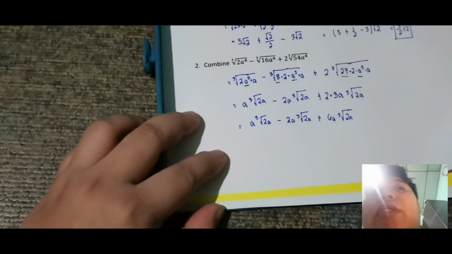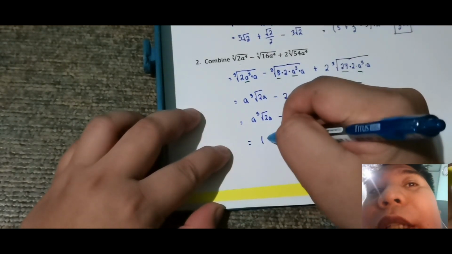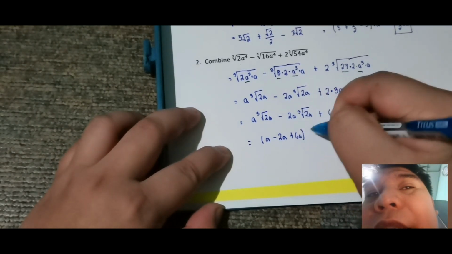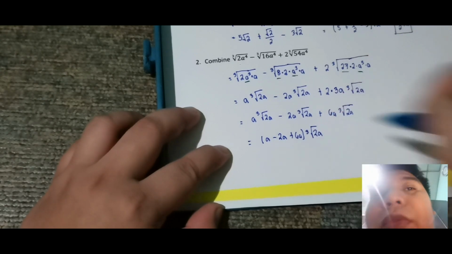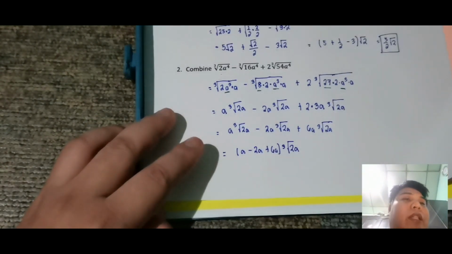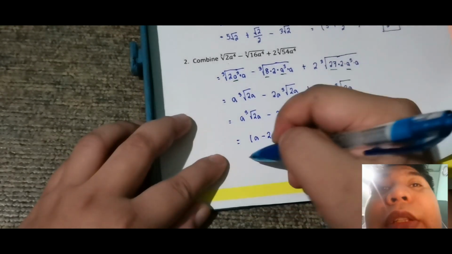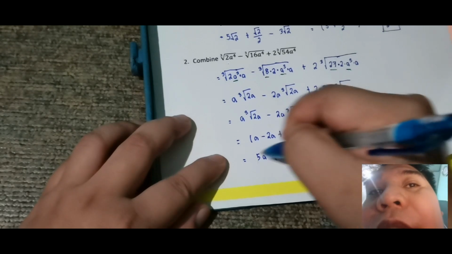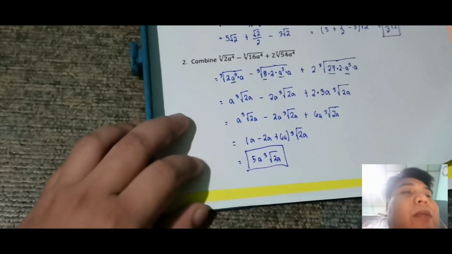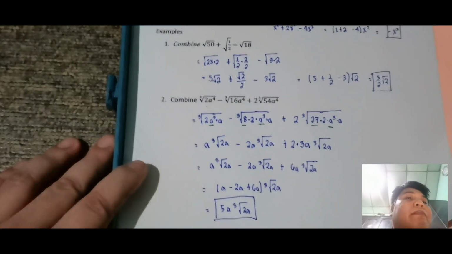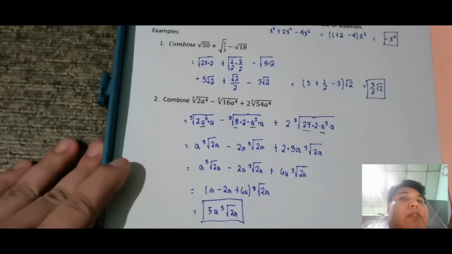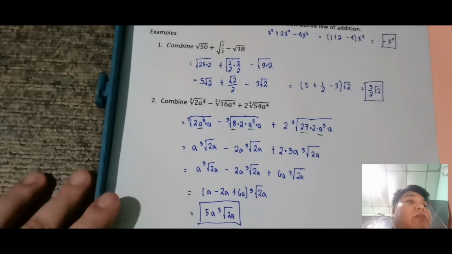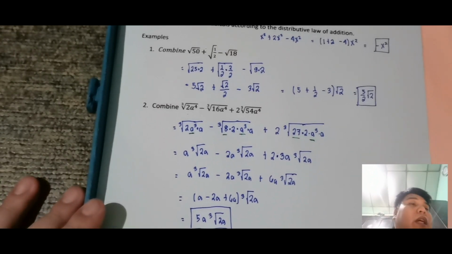So, gamitin natin distributive law of addition. This is equivalent sa a minus 2a plus 6a, then multiplied by cube root of 2a. Then lastly, a minus 2a is negative a plus 6a, 5a. So, this is equivalent sa 5a cube root of 2a. Okay, so therefore, ito yung kanyang similar o yung kanyang combine o kanyang sum. Okay, so ganoon kasimple. So another case, hindi sa lahat ng oras yung given ko masisimplify mo into one term. Okay, minsan may pagkakataon dalawa yung term na sagot niya.